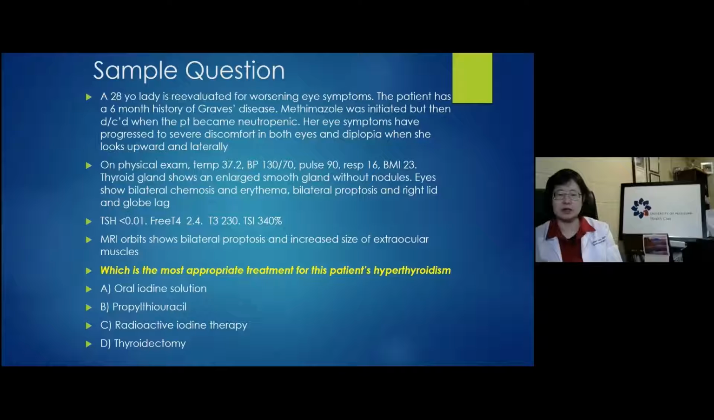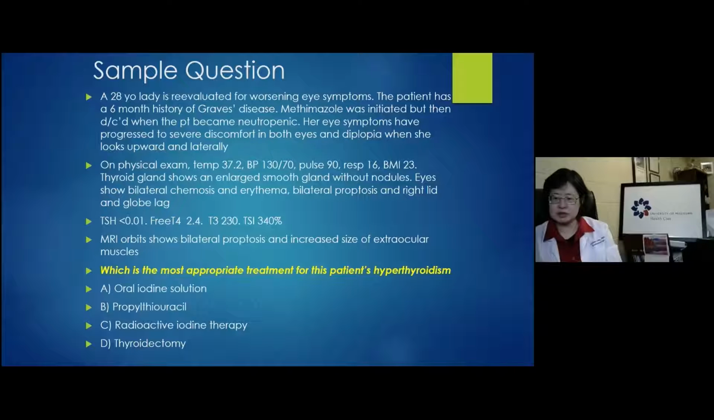This is a sample question from the ACP MKSAP. The case is a 28-year-old lady who has worsening eye symptoms, so Graves' ophthalmopathy. She is known to have Graves' disease, so that's not a new diagnosis, and she was appropriately placed on methimazole therapy. Unfortunately, as is quite common, these medications have side effects, and she became neutropenic and absolutely had to come off the methimazole. In that process, her orbitopathy has worsened to the point of discomfort and double vision. On physical exam, the thyroid gland is clearly enlarged and quite smooth, consistent with the Graves presentation. Her eyes really do appear to be in trouble.